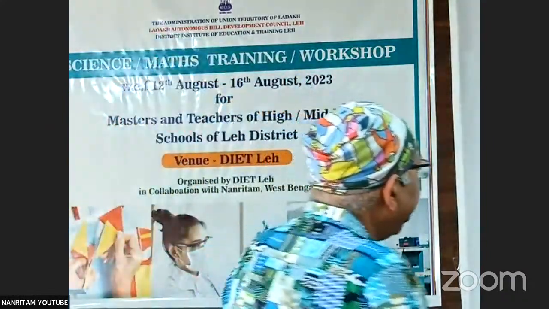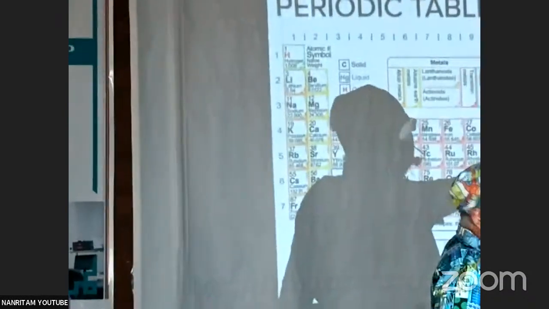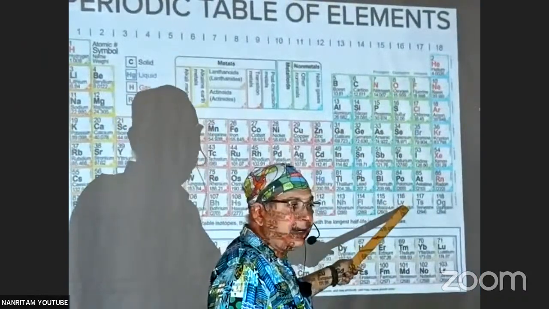Okay, coming back, we have the oxygen family here. They have 6 electrons. 2 they want, so they will gain 2 from somebody.